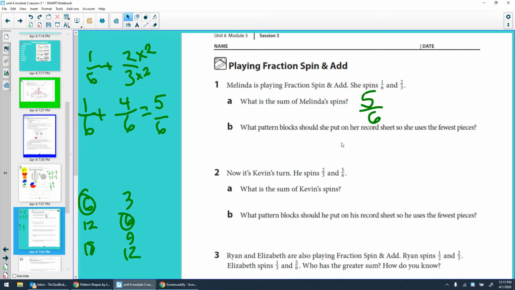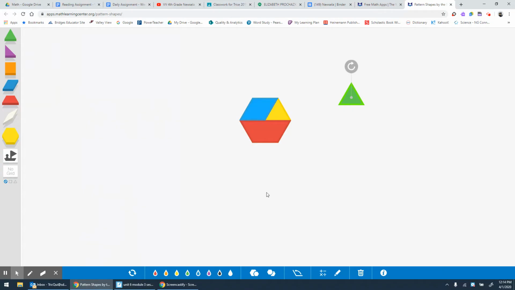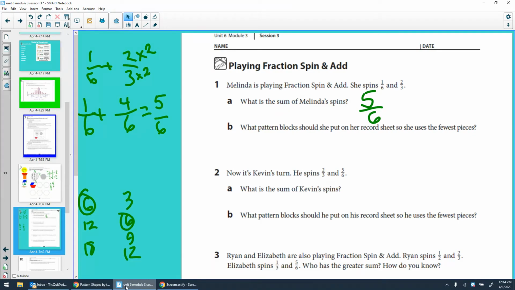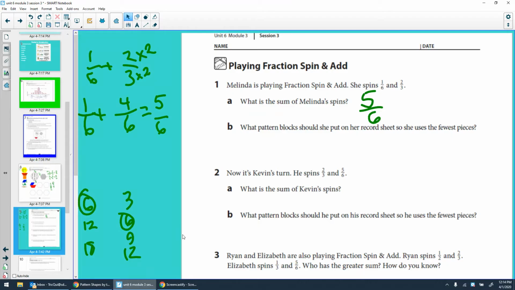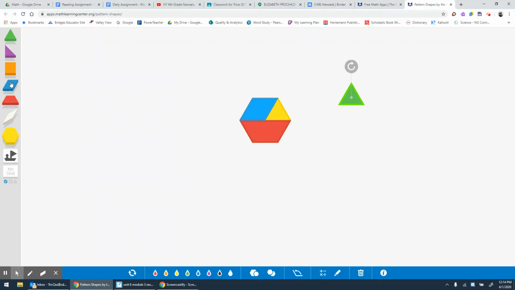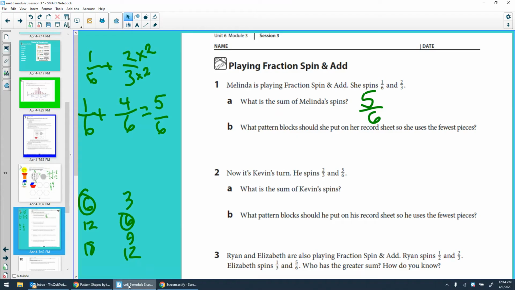What pattern blocks did she put on a record sheet? So she used the fewest pieces. That's where you can go back and use this app if you want to figure that out. The pattern blocks that we would have in this case, let's see, 1/6 would be a green triangle, and the 2/3 would be a 1/3 rhombus and another 1/3 rhombus.